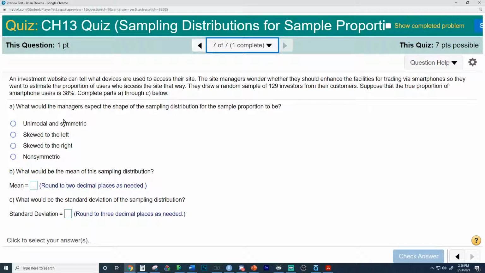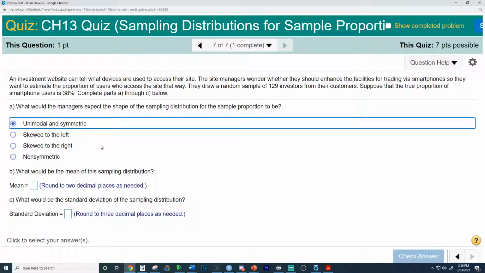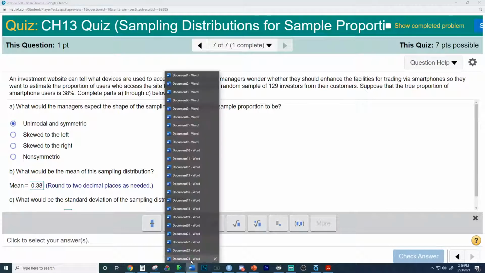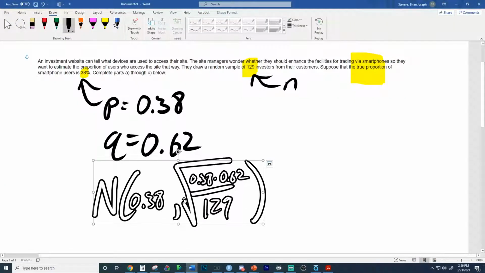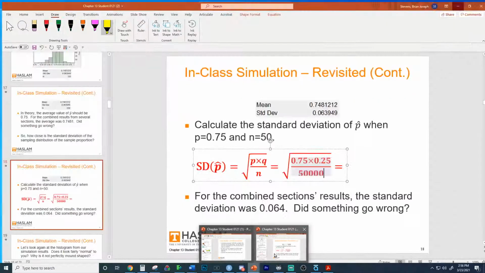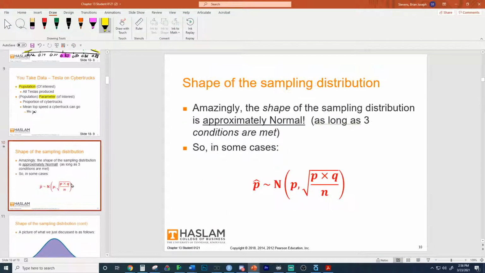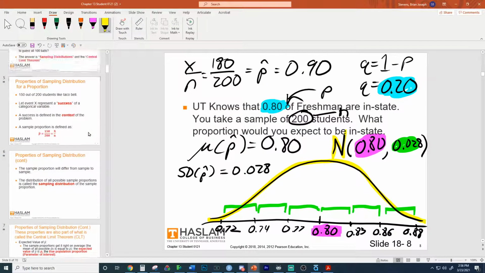What would the manager expect the shape of the distribution to be? If we meet all the conditions, it's going to be unimodal and symmetric, which means normal. What would the mean of the distribution be? That is the P we found, because the center of the distribution is equal to the mean. We put that right here, and this is also shown in the notes. So this is the mean of the distribution right here.